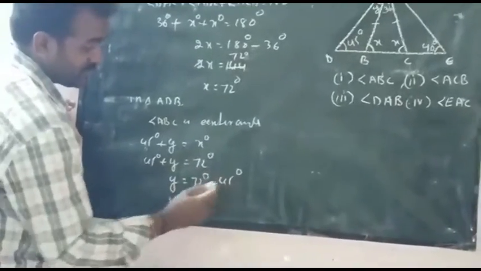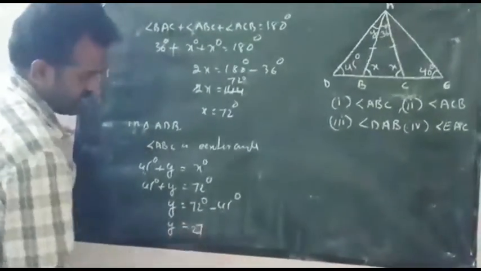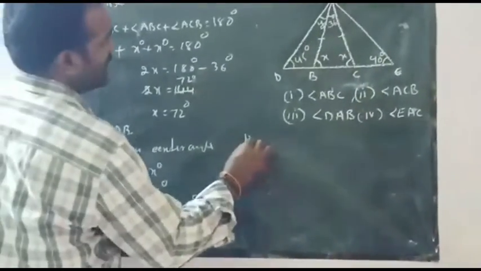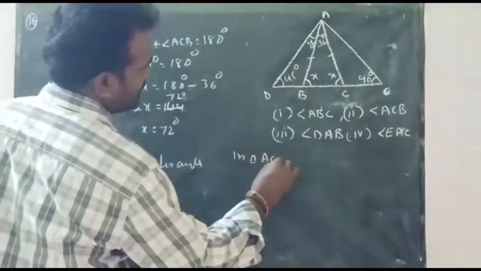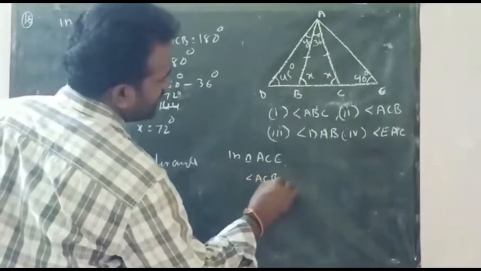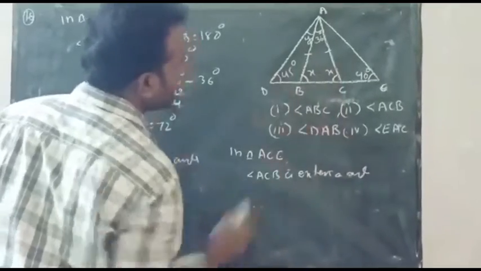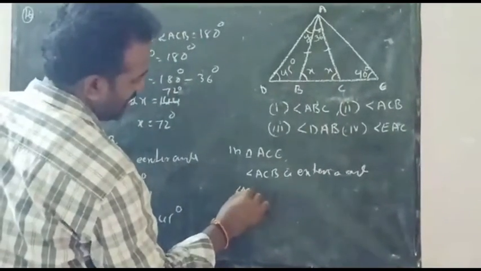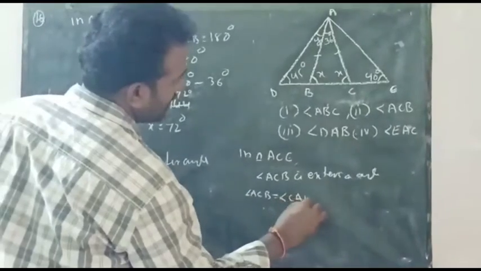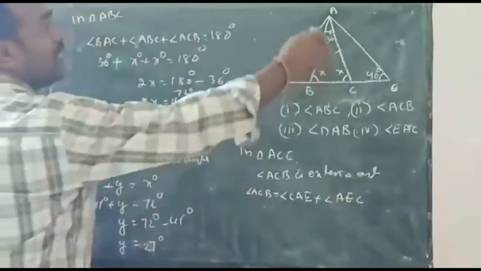What is the value? It is 27 degrees, or not? Yes, so 27 degrees. In triangle ACE, here angle ACB is an exterior angle. So this exterior angle ACB is equal to angle CAE plus angle AEC, the sum of the opposite interior angles.